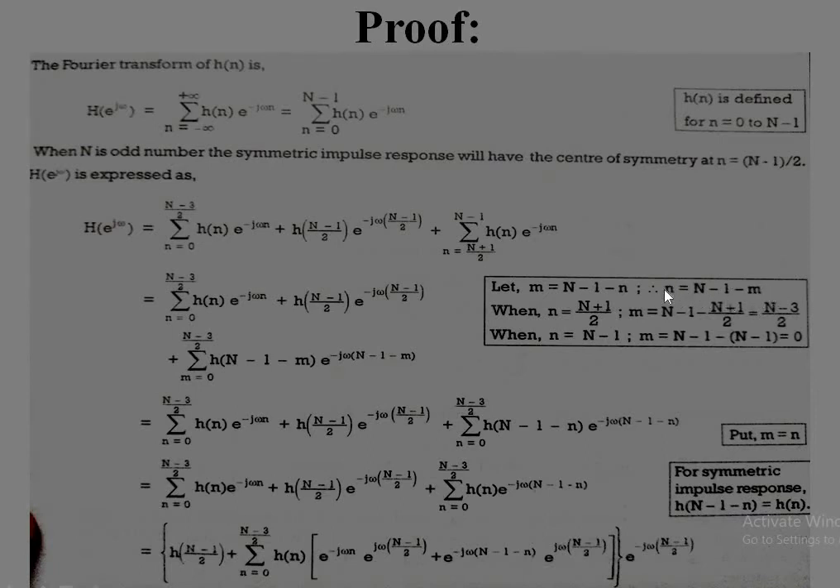When we bring this kind of a change, there is a change with respect to the limits too. When n is equal to (n plus 1)/2, the limit is now (n minus 3)/2, and when n is equal to n minus 1, m is equal to 0. So, bringing out these changes in this particular expression, I find it as sigma m equals 0 to (n minus 3)/2 h of n into e power minus j omega n, plus h of (n minus 1)/2 into e power minus j omega (n minus 1)/2, plus sigma m equals 0 to (n minus 3)/2 h of n minus 1 minus m into e power minus j omega (n minus 1 minus m).